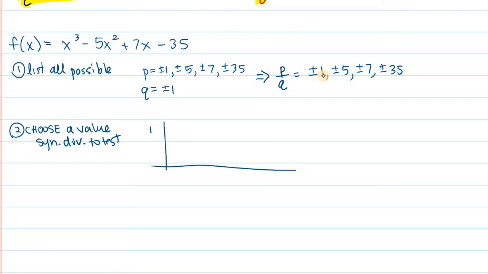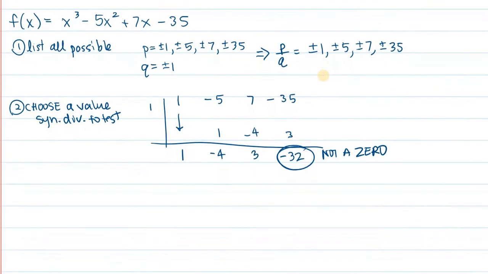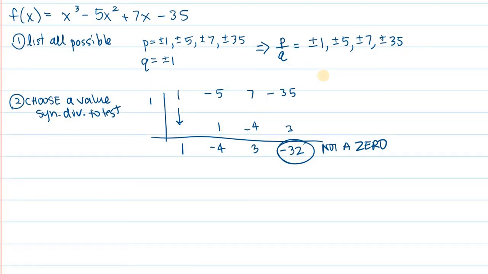So let's use 1. Our coefficients are 1, negative 5, 7, and negative 35. We drop the 1 down. 1 times 1 is 1. So that gives us negative 4. Negative 4 times 1 is negative 4. That gives us positive 3. 3 times 1 is 3. That means this is negative 32, not a 0. If it were a 0, that would be 0. So 1 is not going to be a solution. So now we're going to test another one. Let's test 5. I got a good feeling.